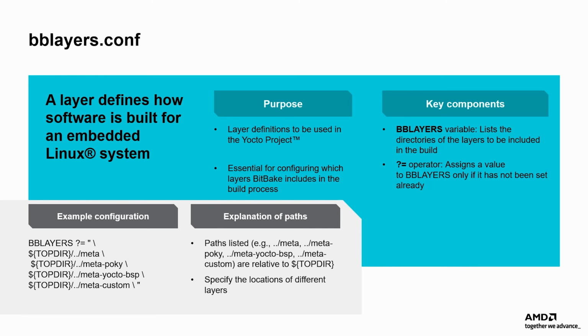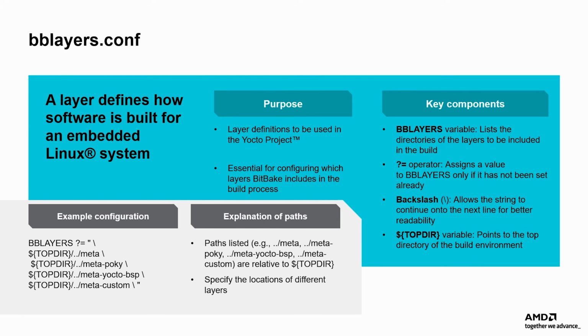The question mark equals operator means that BBLAYERS will be assigned this value only if it hasn't been set already. The backslash at the end of each line allows the string to continue onto the next line for better readability. The TOPDIR variable typically points to the top directory of the build environment. The paths listed, such as meta, meta-poky, meta-yocto-bsp, and meta-custom, are relative to this top directory and specify the locations of different layers. Understanding and correctly configuring bblayers.conf is essential for ensuring that the appropriate layers are included in your Yocto project build process.